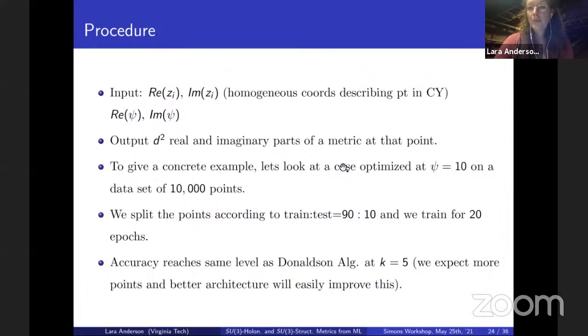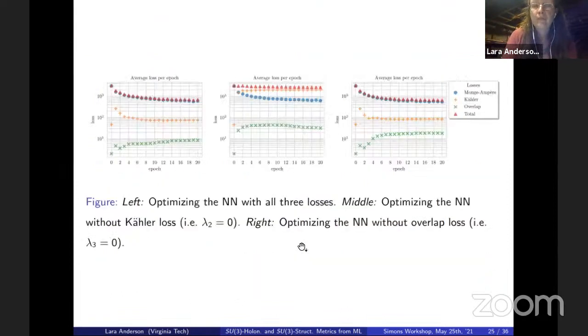So to give a concrete example, we're going to look at a case optimized at the complex structure psi equals 10 on a data set of 10,000 points. And we can split those points according to a train test ratio 90-10. We train for 20 epochs. The accuracy reaches the same level as the Donaldson algorithm at k equals 5. And we expect that if we use more points and tried to optimize that architecture, this could be improved.